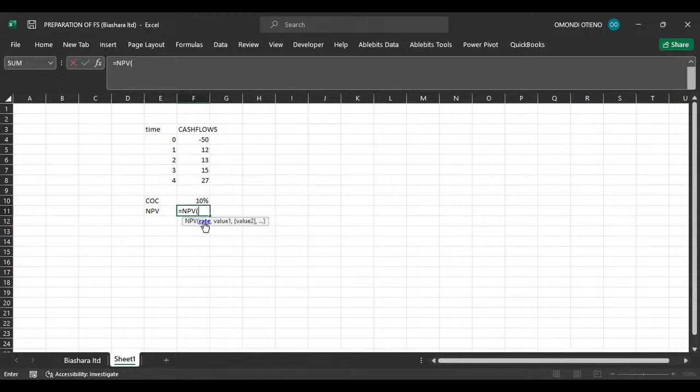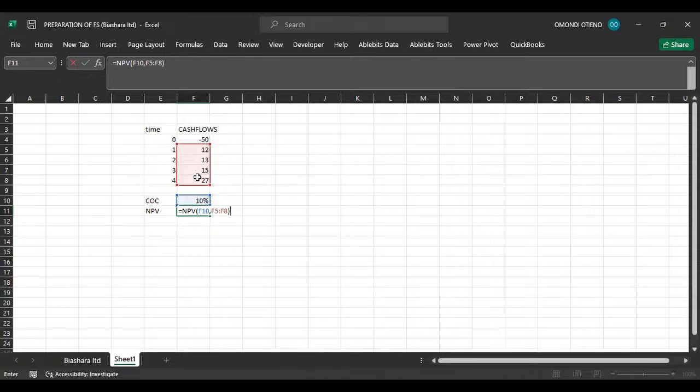You see, once he has written NPV there, Excel is asking him, what rate do you want to use? The rate there is 10%. You pick 10%, and then you say comma. You can see it is asking you to pick from value 1, not from value 0. So go to the first cash flow there, which is 12. Copy all those figures up to 27. Close brackets. And then you have to pick the initial outlay independently.